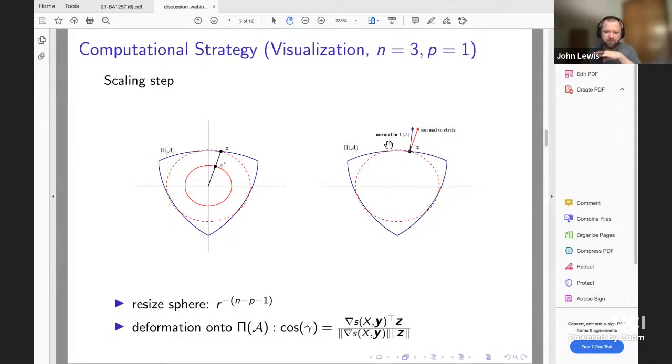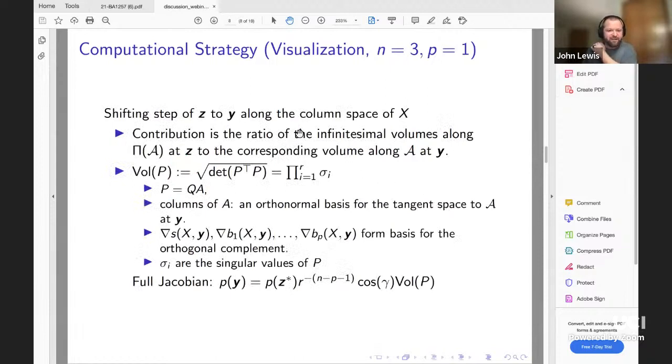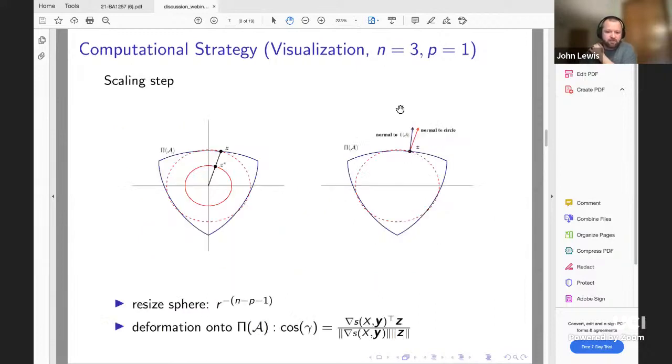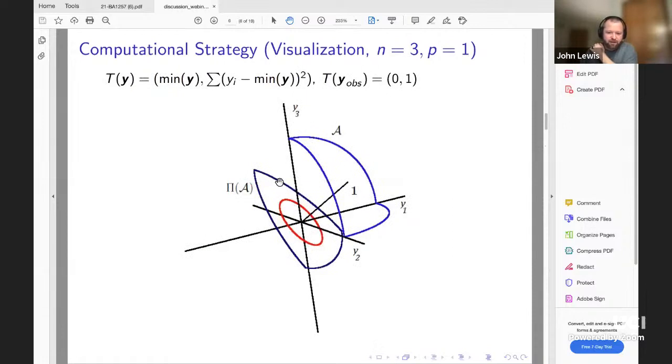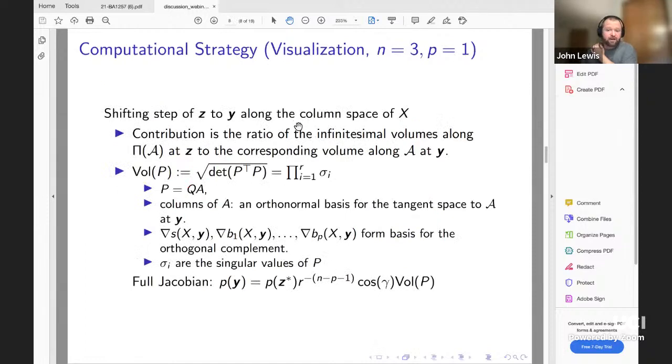And so now we have a distribution along this projected space. And now the last part is to go back up to the unprojected space, if you will. And so this is the shifting step of Z to Y along the column space of X. And maybe just to go back here, say we ended up here. Now we just have to warp that back onto this space. And so you can see I called it a shift, but it's pretty obvious that there will be a non-unit Jacobian transformation there. And it turns out, again, just thinking about first principles, that the contribution is just the ratio of infinitesimal volumes along the projection of script A at the Z point to the corresponding volume along A at Y.